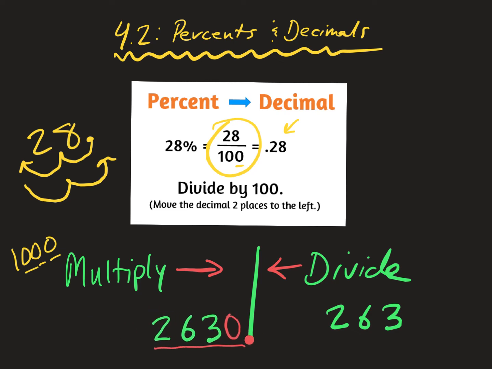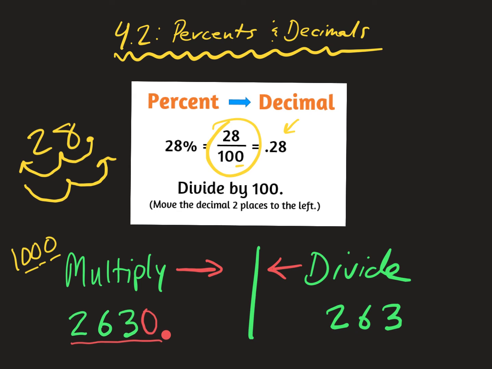It's the exact opposite with division. It's the same thing, but we're going to move to the left. If the decimal point is right here and we divide by 1,000, we're going to go to the left. Because 1,000 has 3 zeros, I'm going to move it 1, 2, 3 points to the left, or 3 place values to the left.